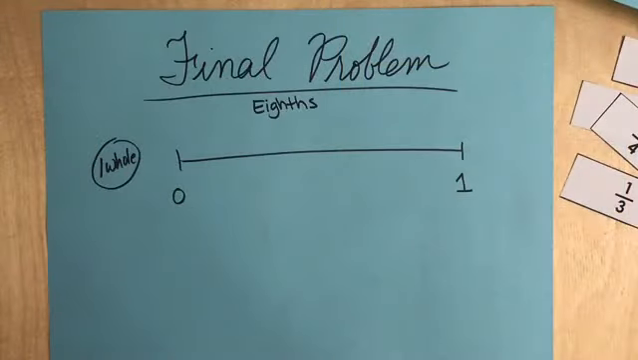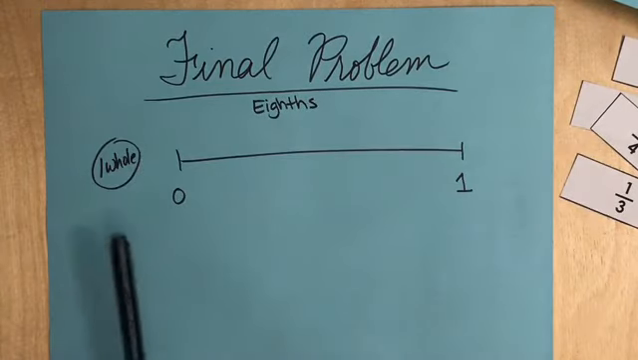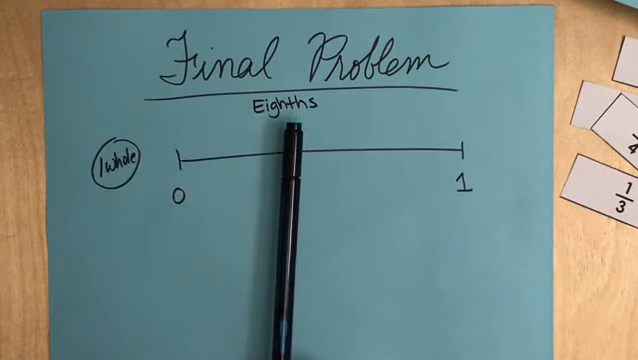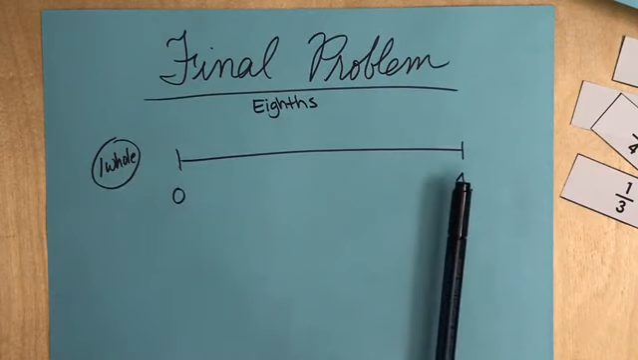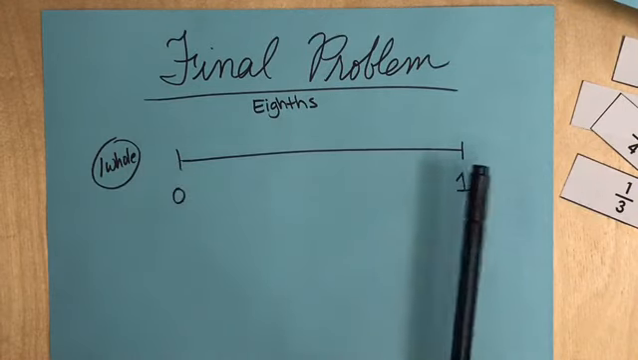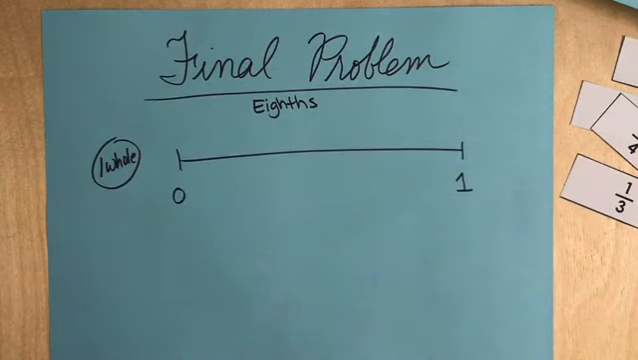For your final problem, you guys are going to create a number bond showing me how many copies of 1/8 are in 1 whole, and then draw a number line to represent that, starting at 0/8 and ending at 8/8.